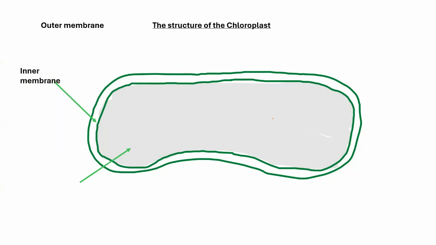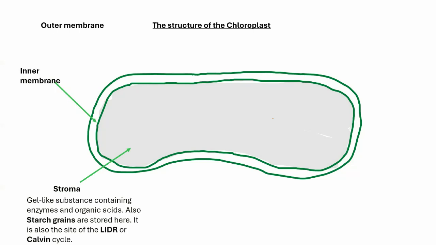Inside we have a gel-like substance, a kind of jelly. We call this the stroma. It contains enzymes and organic acids. And you'll also get the odd starch grain floating about there, which is where some unused glucose has been joined together to make the polymer amylose or amylopectin for storage. It's also the site of the light-independent reaction, or the Calvin cycle. You know, the bit with ribulose bisphosphate, rubisco, and carbon dioxide. That business is going on there.